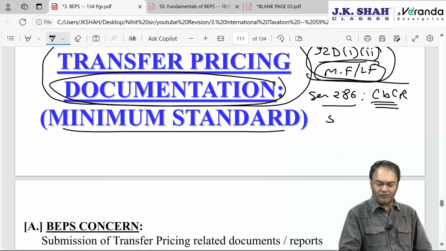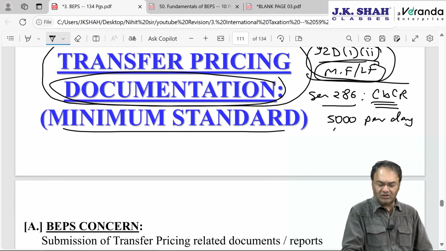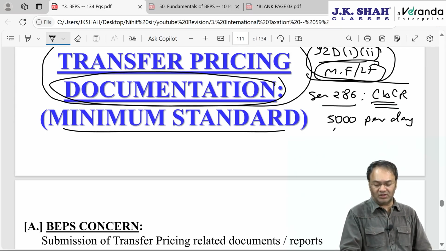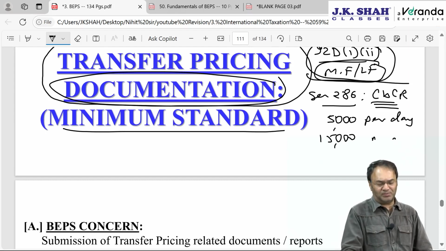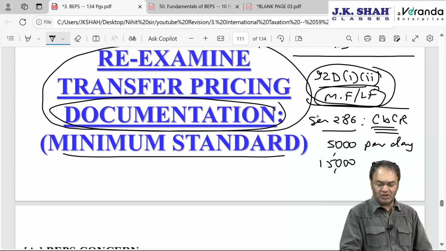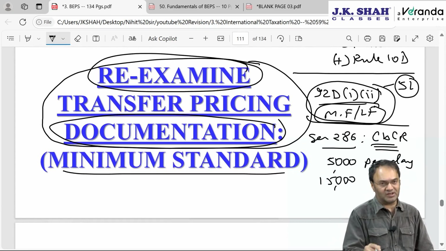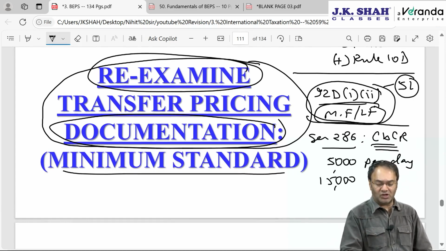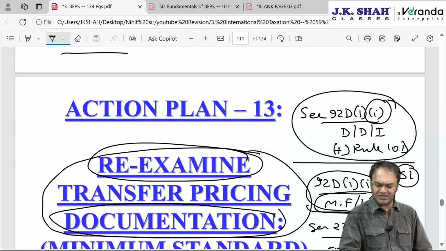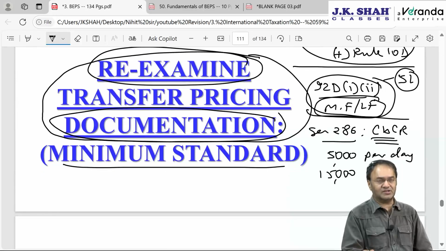Otherwise there is a penalty: for the first 1 month of default, 5,000 per day, and if the default exceeds 1 month, then 15,000 per day. Severe punishments or severe penalties are introduced. And if the master file and local file are not furnished, then the penalty is 5 lakh rupees flat straight away. So, re-examine, as in revisit: the documentation concept was already there, and all countries had it. It is just that OECD recommended introduction of a few more documents.